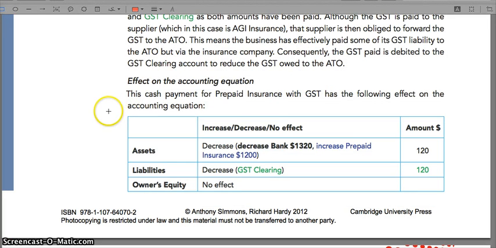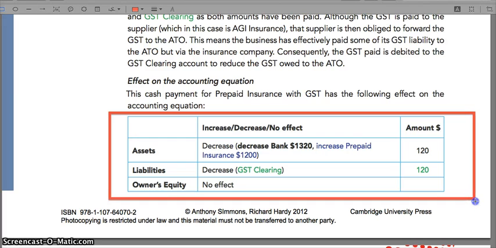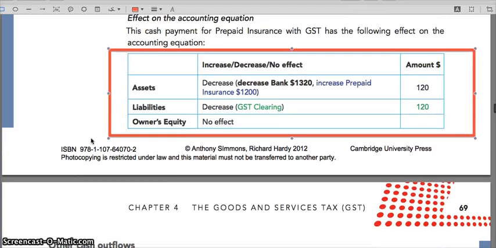And just to finish off, let's have a look at how this affects the accounting equation. So assets are only affected by $120, which is that decrease in GST clearing, because we've got a $1,320 decrease in bank. That's how much we're paying out, and we've got a prepaid insurance asset of $1,200. And the payment of this expense at the moment, because it hasn't been fully expensed, is still a prepaid insurance asset. There is no effect on the owner's equity.